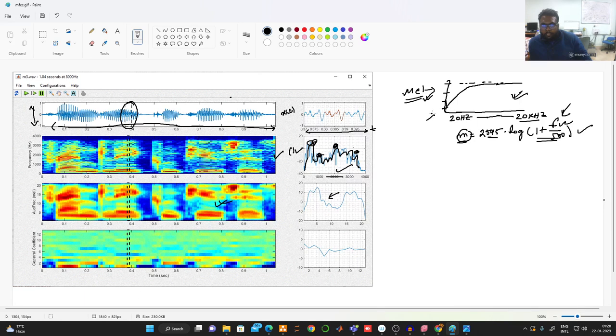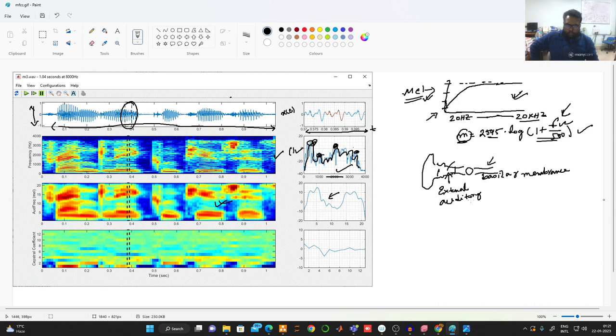Now how it has been designed: think about how we hear any sound. This is our ear, here is the eardrum, and this is the inner part. There exists a basilar membrane, and the initial part is called the external auditory canal. And this is the basilar membrane.